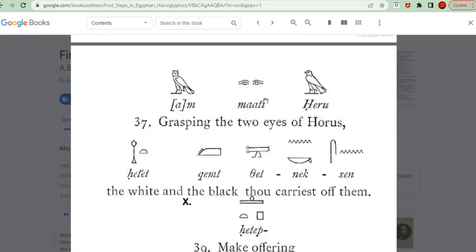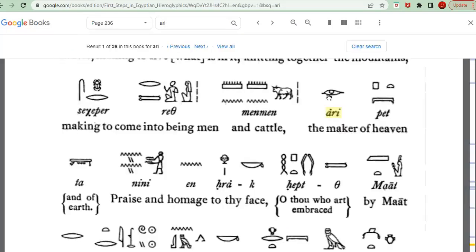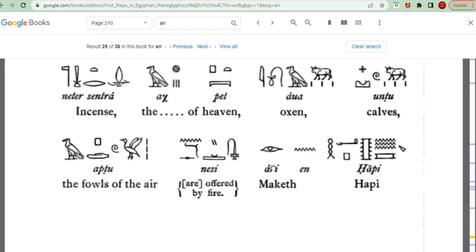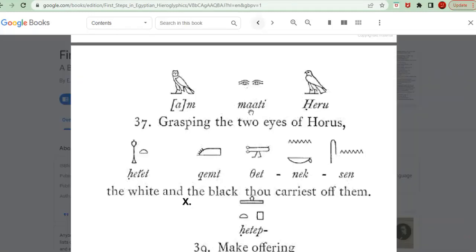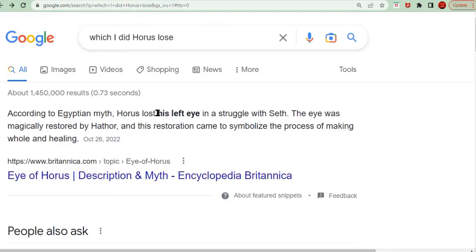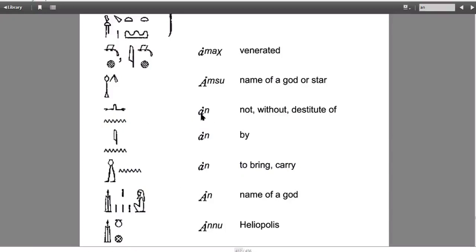And they got this Maddie wrong. I believe this is the eye of Ari, and this is the eye of Anne. You know, this is the eye of Ari, the maker. You know, the Arian is the maketh. And this left eye is Anne. You know, this is Marianne. You know, grasping the two eyes of Horus. Horus didn't have two eyes. You know, Horus lost his left eye in the struggle with Seth. And so that would be the eye of Anne, meaning without.